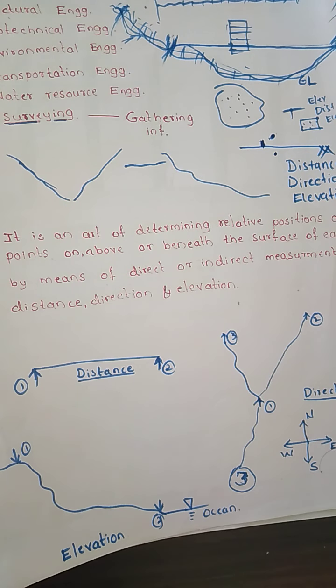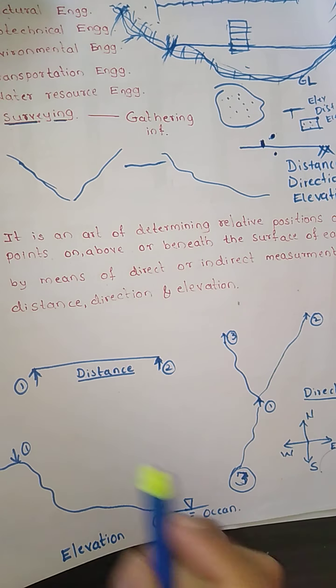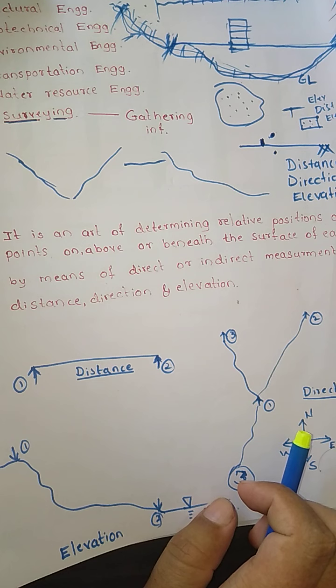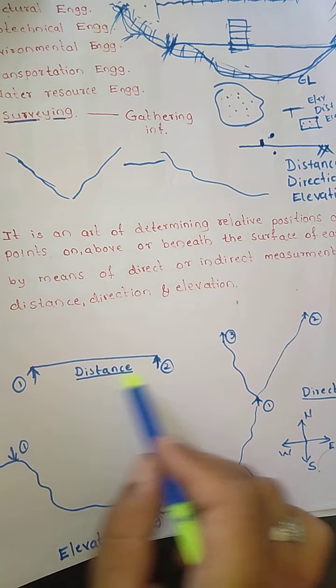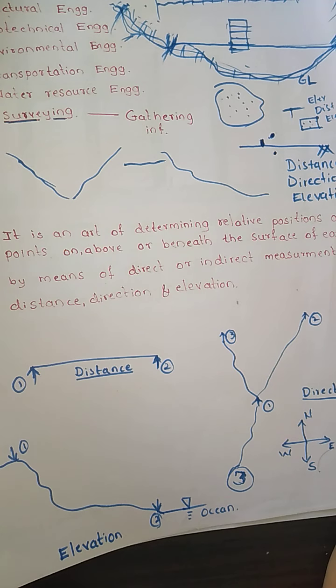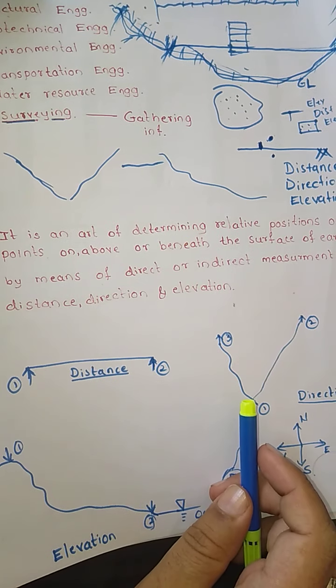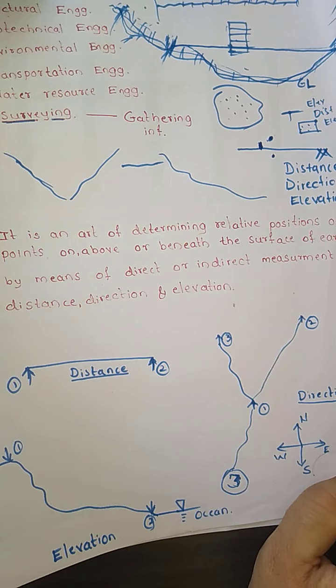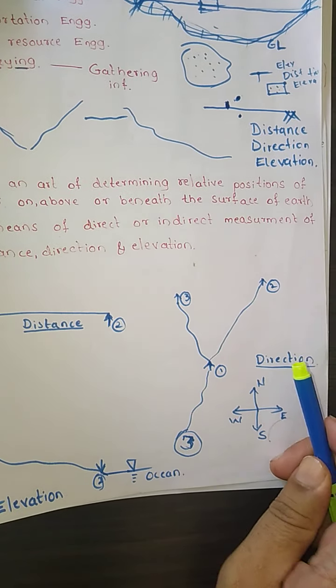Suppose there are 2 points which are present on an earth surface. Now we want to represent its relative distance. Suppose 1 is here and 2 is here. We want to determine its distance. So we are going to measure this particular distance by using tape or by using chain, and if the distance is too far away, then we will be using the laser beam. For that we are going to use the total station. So we are going to determine the relative position of the 2 points based upon its distance.